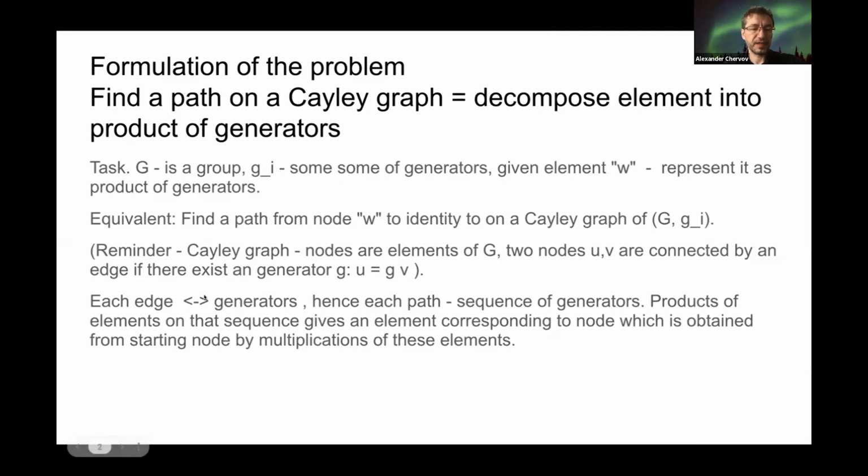On the Cayley graph, each edge is a generator, and hence any path is a sequence of generators. By our definition, the product of the elements in the sequence gives an element which corresponds to the node obtained from the starting node by multiplication by these elements. Essentially, any path you can think of as some element, and the concatenation of paths is essentially the product of the elements.